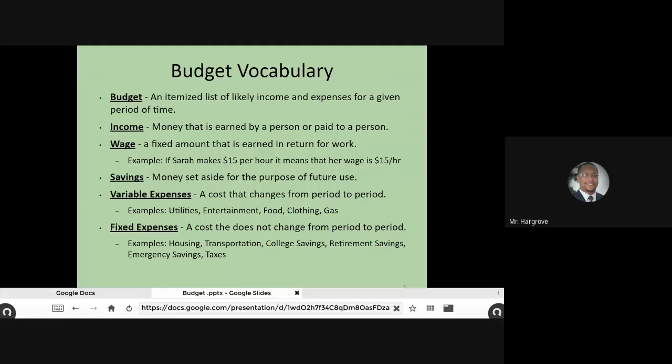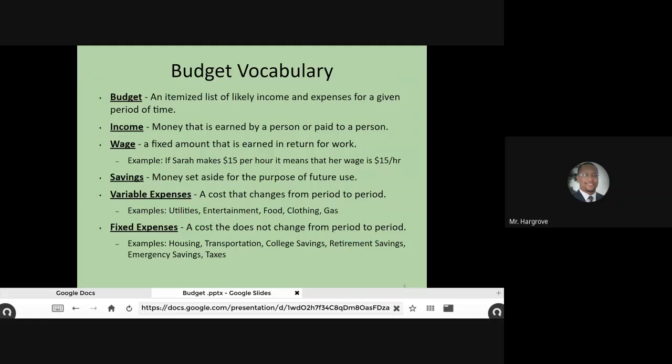Income is obviously money that is earned by a person or paid to a person, typically for work. Wage is related to the income. It's a fixed amount that is earned in return for work. So an example, if Sarah earns $15 per hour, it means that her wage is $15 per hour. That's the fixed amount that she gets every hour. However, wages can also be calculated on a weekly basis, on a monthly basis. It just depends on how they present it to you.